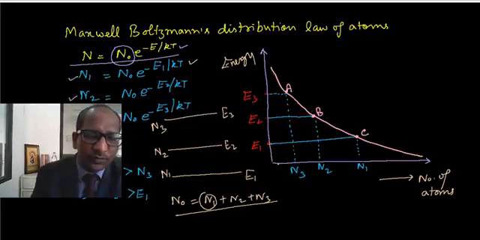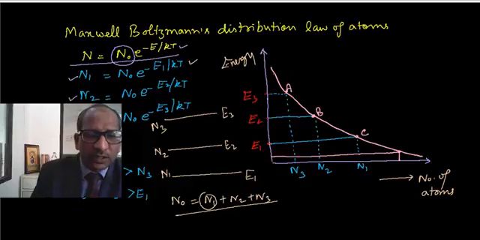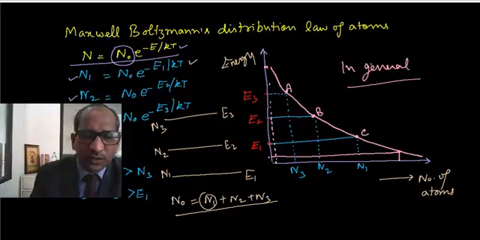At a very small energy, the number of atoms will be larger, and at very high energy, the number of atoms in the higher energy state will be smaller as compared to the lower energy state. So this is the idea, and this is in general. In any specimen, smaller energies have a larger number of atoms and higher energies have a smaller number of atoms.